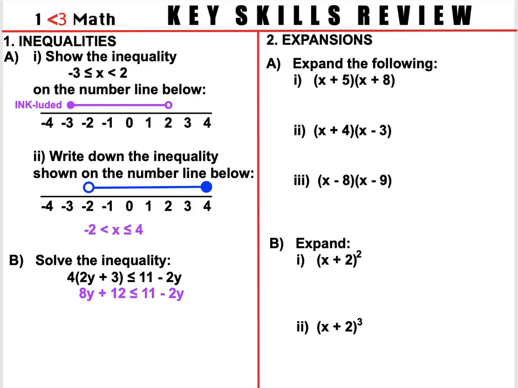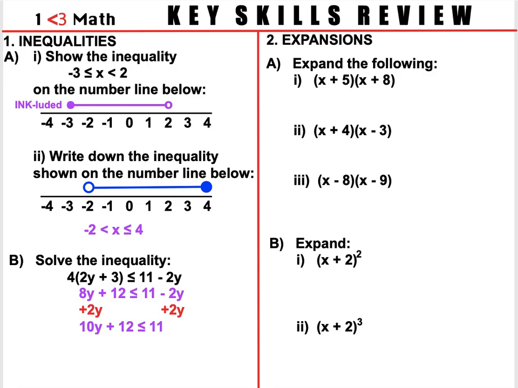Now I'm looking at the inequality that I have, and I can see that I've got y's on both sides. So I'm going to remove the smaller number of y from both sides. The smaller number of y is minus 2y. So I'm going to add 2y, the inverse of minus 2y, to both sides. Remember how important it is to show every line of working out. The next line of working out is going to be 10y plus 12 is less than or equal to 11, since I've added 2y on both sides.